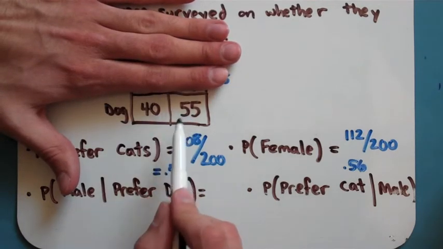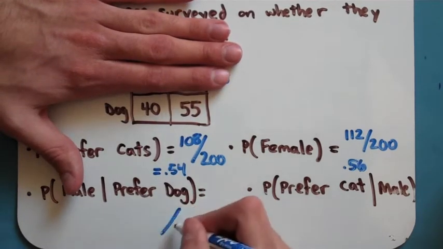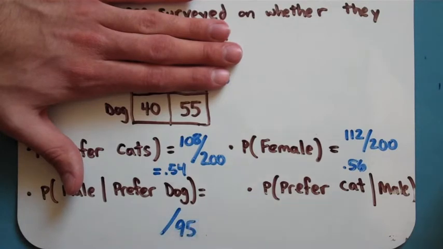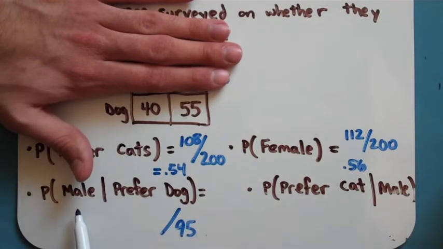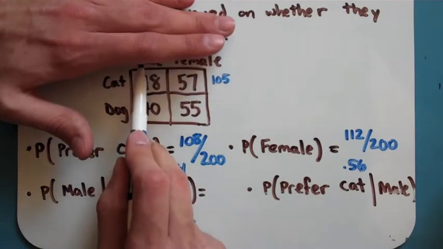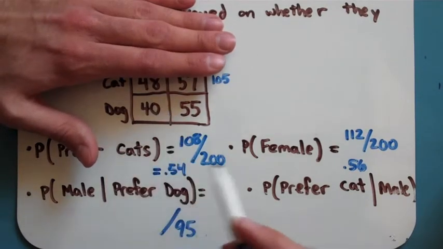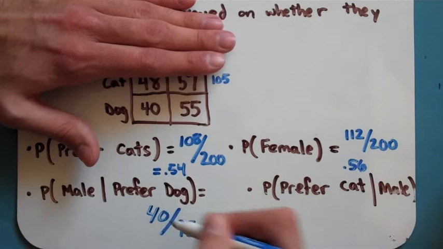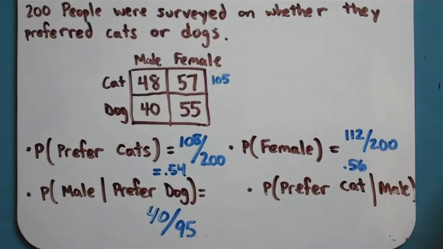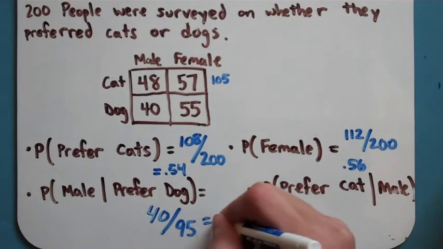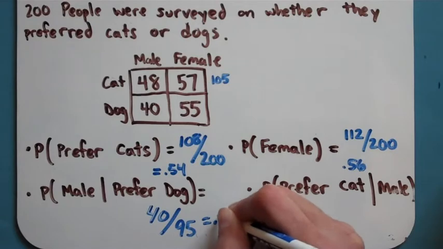40 and 55 means now I only have 95 people that I really care about because I know they prefer dogs. I want to find the probability they're male. Well, the males are right here. There are 40 out of those 95 people that are male. So my probability for this one, the bottom number changed because I was told already that they prefer dogs. And if you divide that out, you're going to get 0.421 roughly for our probability.